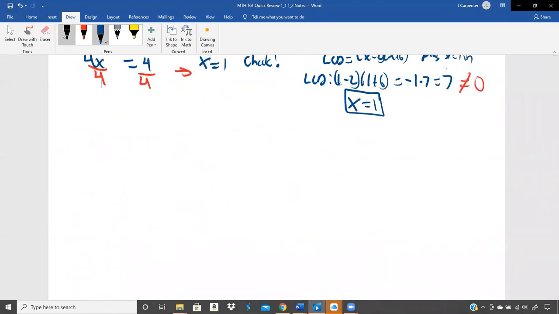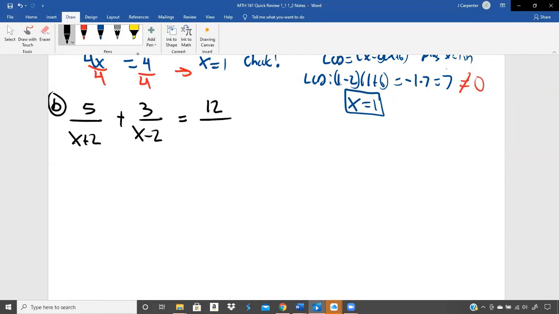All right, one more, and we'll call it the section, not the day, just the section. 5 over x plus 2 plus 3 over x minus 2 equals 12 over x squared minus 4.